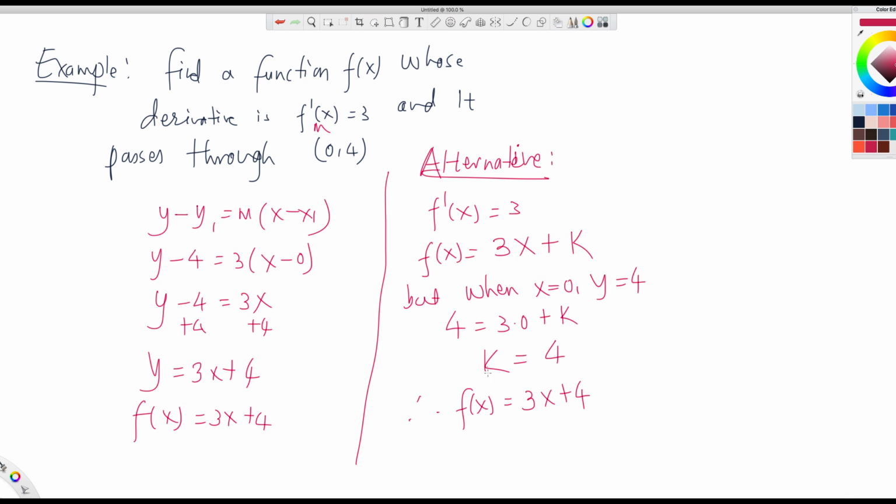But in chapter 4 you will learn how to find the antiderivative of this kind of function. Basically, this is what we do, but there is a formula to find the antiderivative.